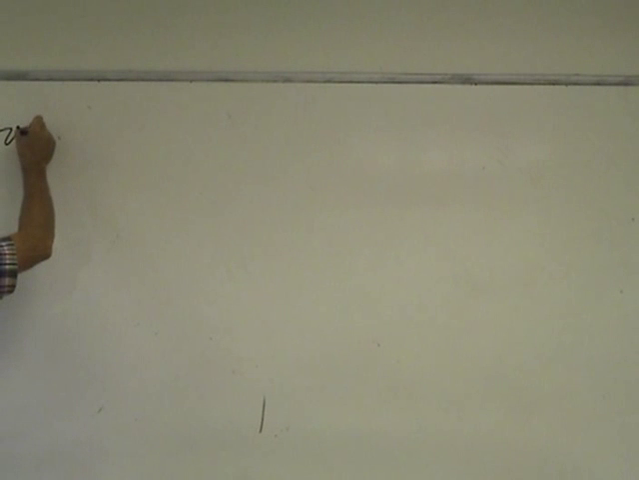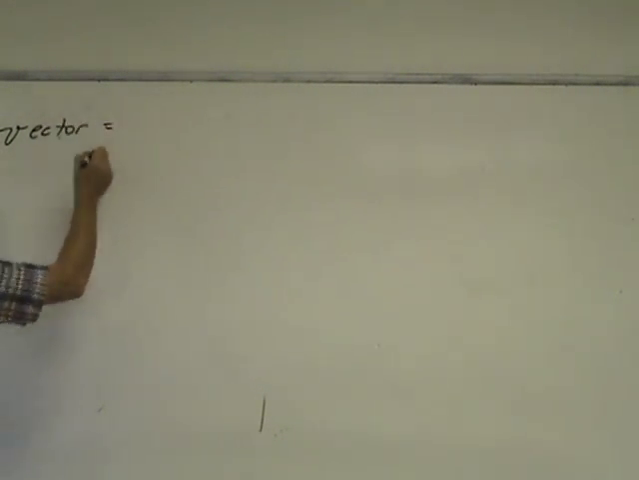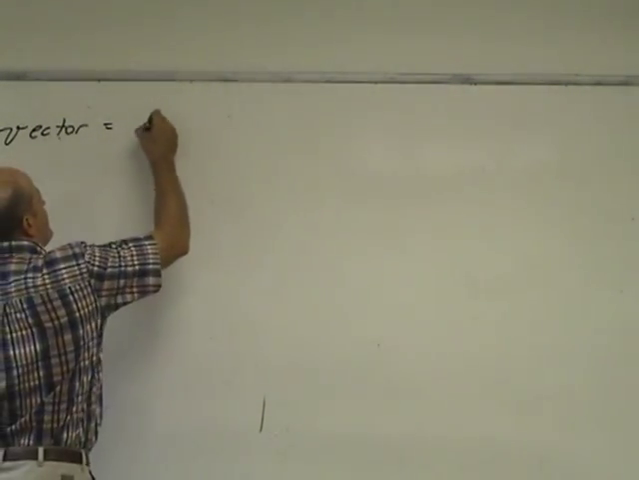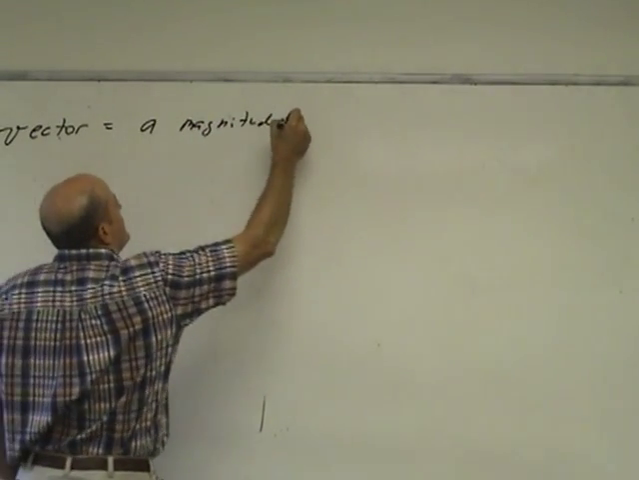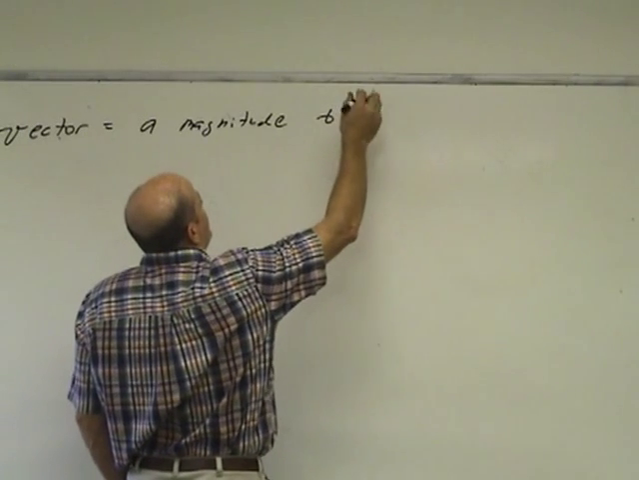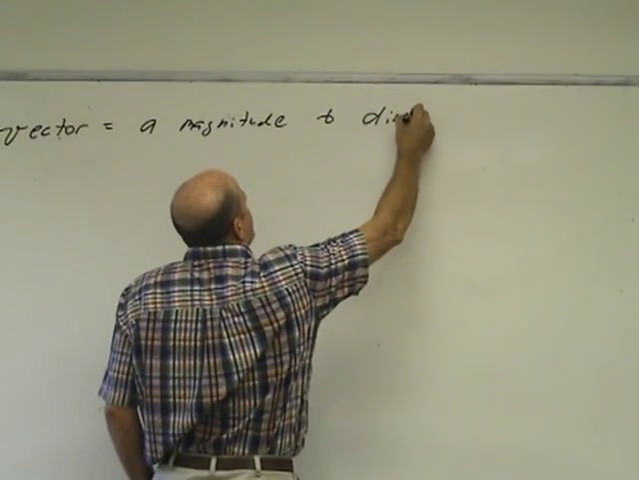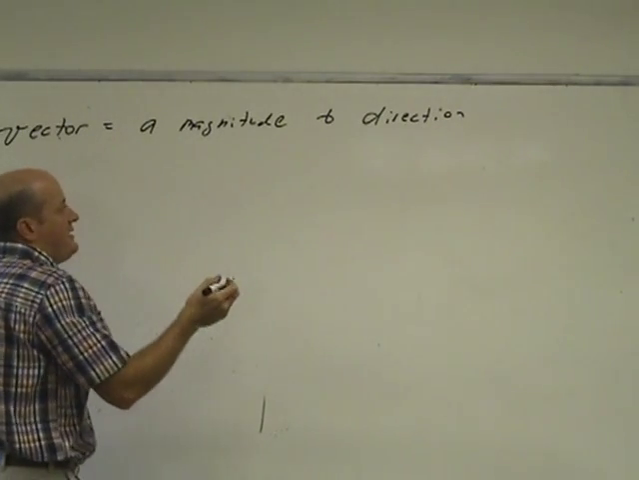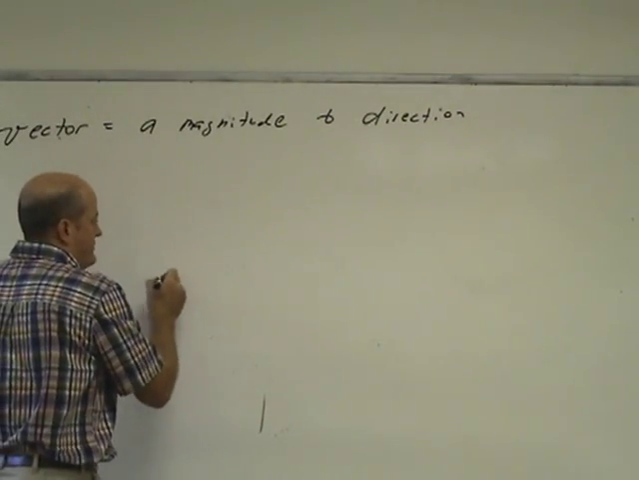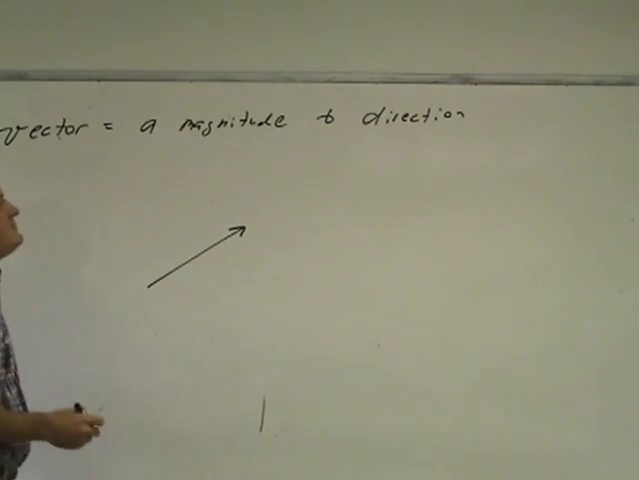What's a vector? A vector is essentially a graphical representation of a magnitude and direction. Usually they're given by an arrow. The direction is pretty self-evident. Usually they're two-dimensional.